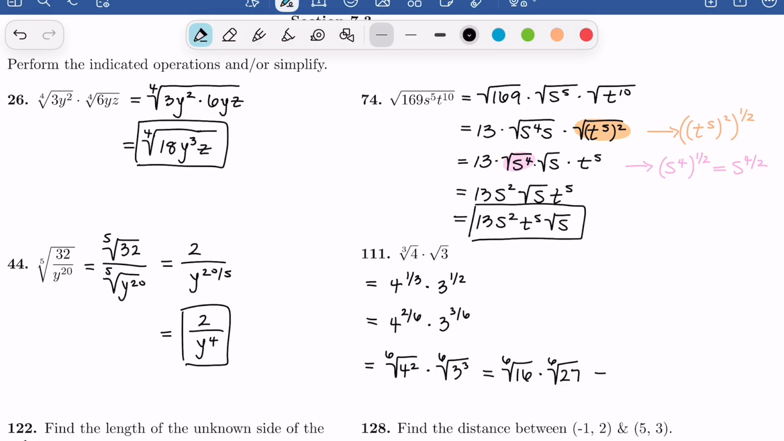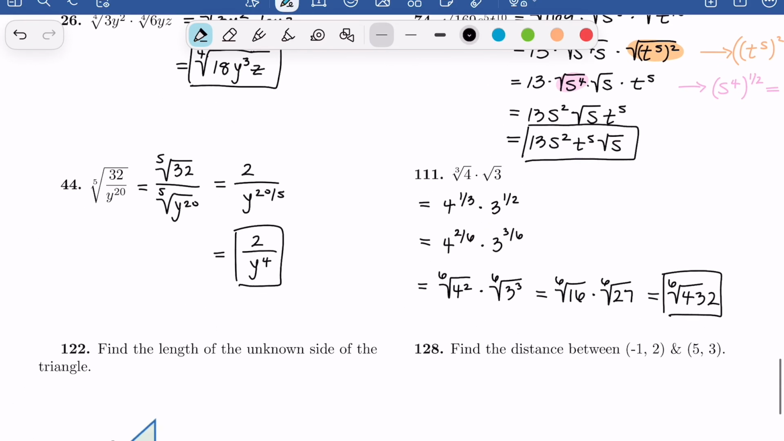So we're going to go ahead and multiply these together. Now they have the same index. So 16 times 27 is going to give us 432. So this simplifies to the 6th root of 432, and that's going to be our final answer.